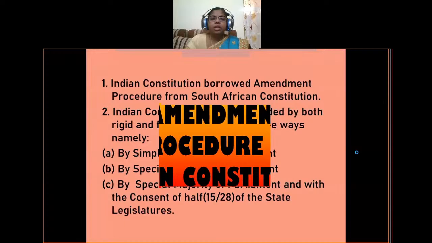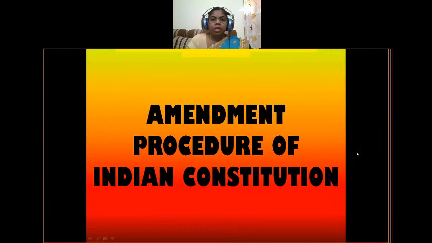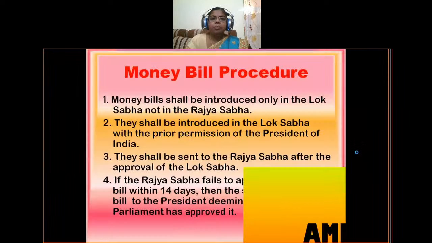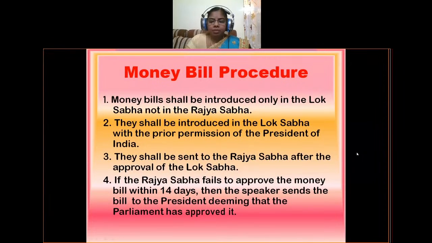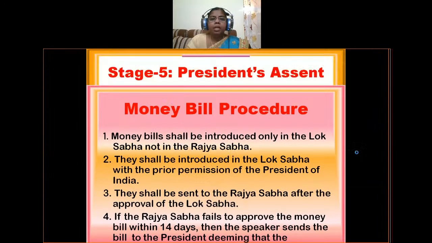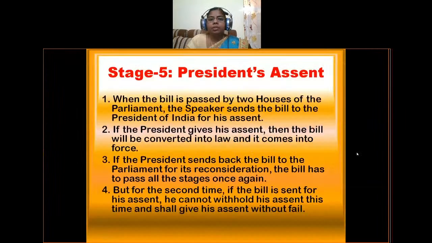Okay, so this is the amendment procedure of Indian Constitution. This is the procedure of how a money bill will be introduced in the parliament, and how it will be approved in both the houses of the parliament. And this is stage 5. Stage 5 is president's assent. With this stage, the bill will be converted into law.